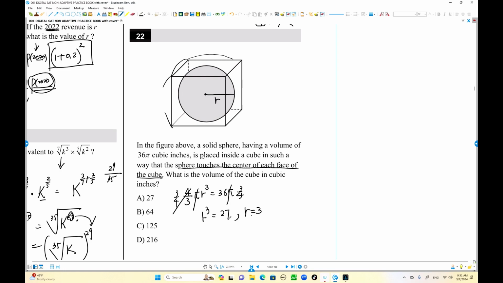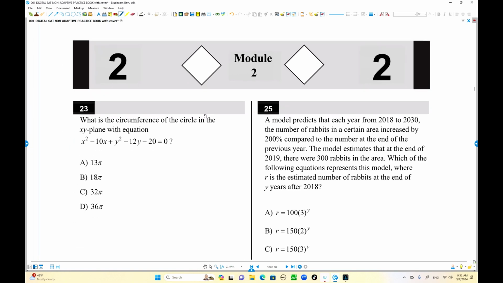Lowercase r equals 3. This is 3. This from here to here is 6. So each side there are 6. The volume of this cube, 6 cubed, right? 216 is the answer. Here is number 23.